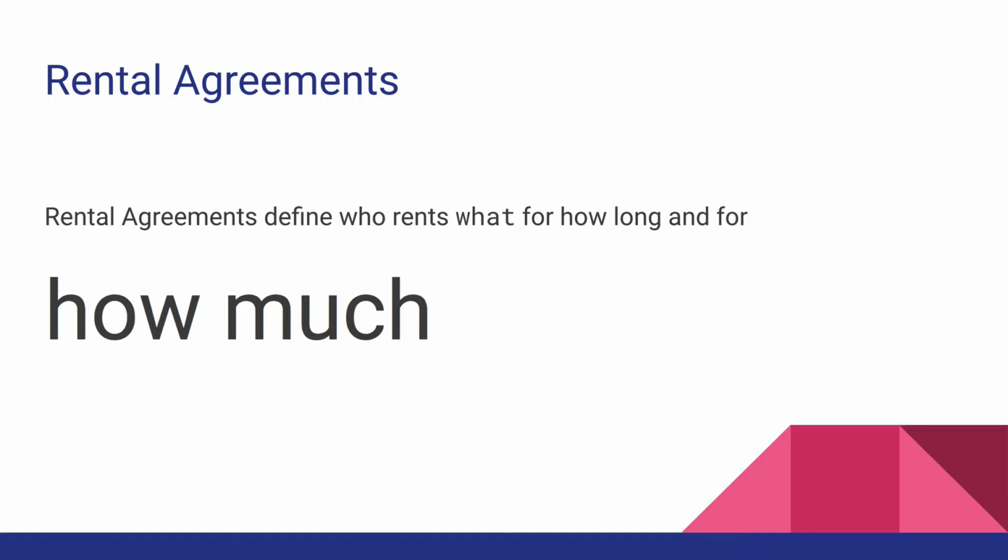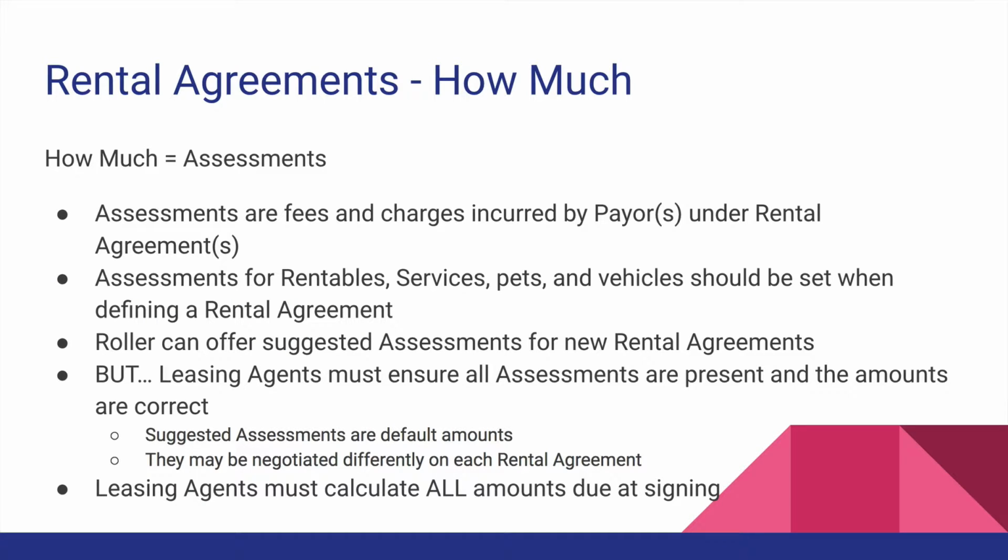Now, how much refers to the assessments. What are we charging the payers under this rental agreement? So the rental agreement should have a list of all the charges we're going to be assessing against the payers. Now, Roller can be configured to suggest charges on new rental agreements. But the point that everybody should remember is that it is the responsibility of the leasing agents to make sure that all the charges that are supposed to be there are there and that the amounts are correct. Amounts can be negotiated differently on each rental agreement. And finally, the leasing agents will need to calculate all the amounts due at signing. Roller does not suggest amounts due at signing.